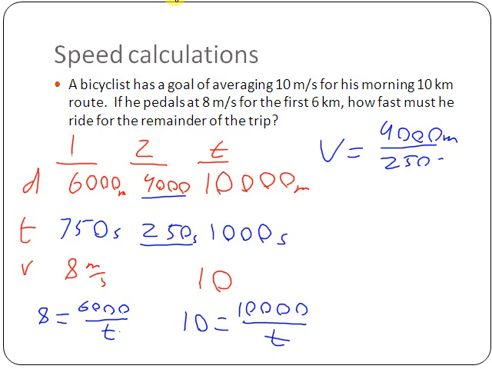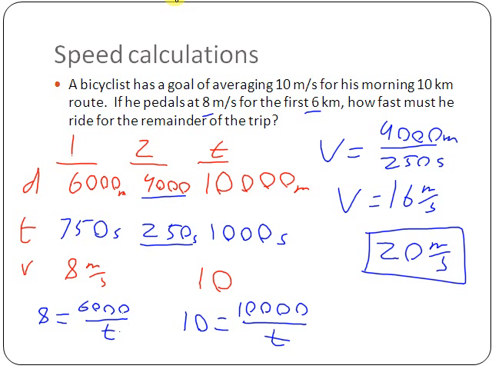That's 4,000 meters, 250 seconds. And so then we get a speed of 4,000 divided by 250. And so we end up with 16 meters per second. And so this is a speed, so we don't have to worry about direction here. Technically, we probably ought to round this to one significant figure because we have 8 meters per second and 6 kilometers. And so the final answer would actually be 20 meters per second.